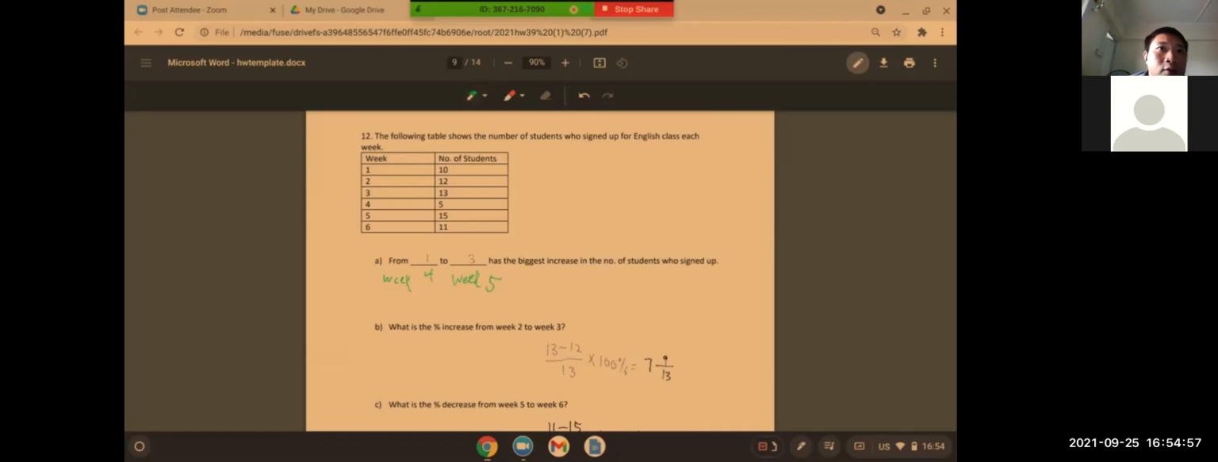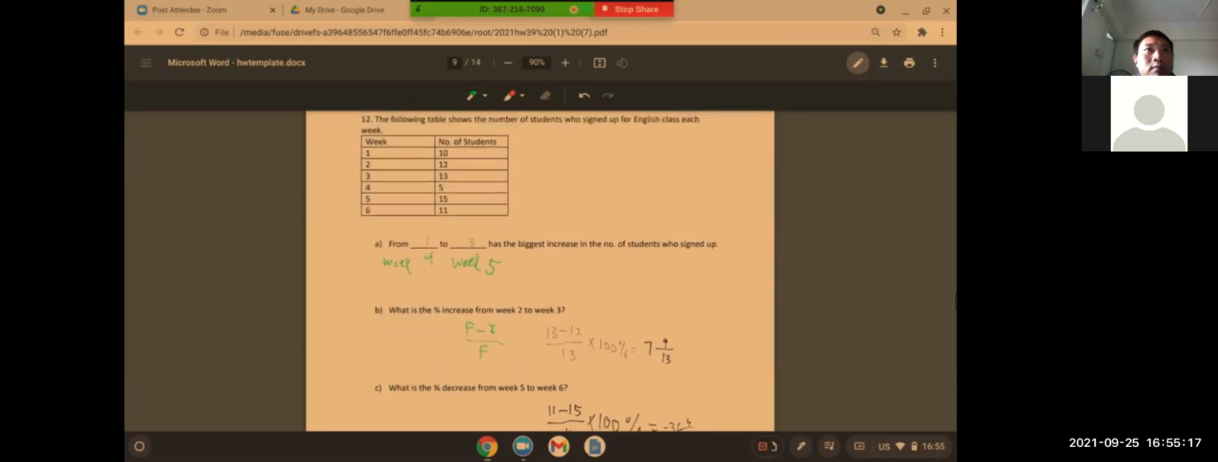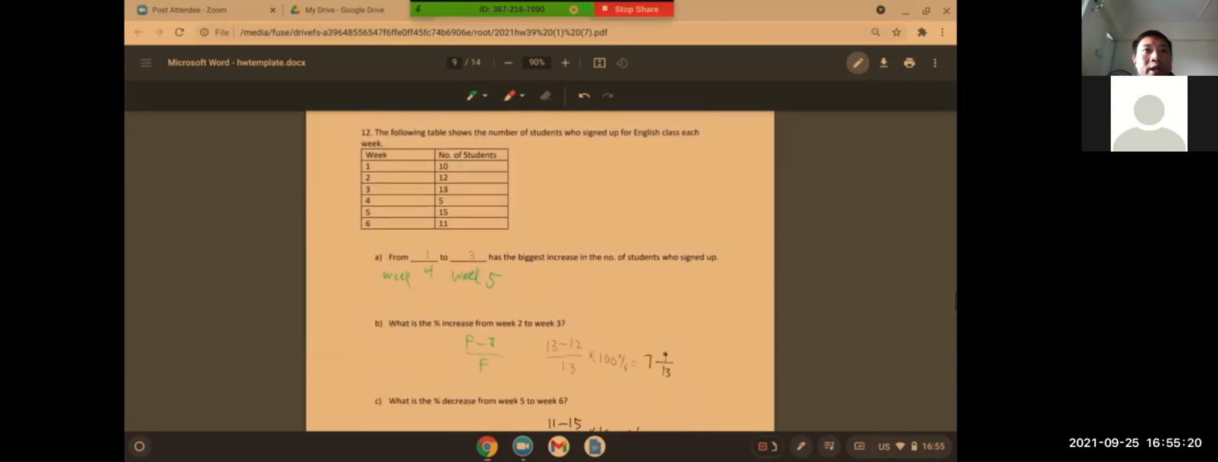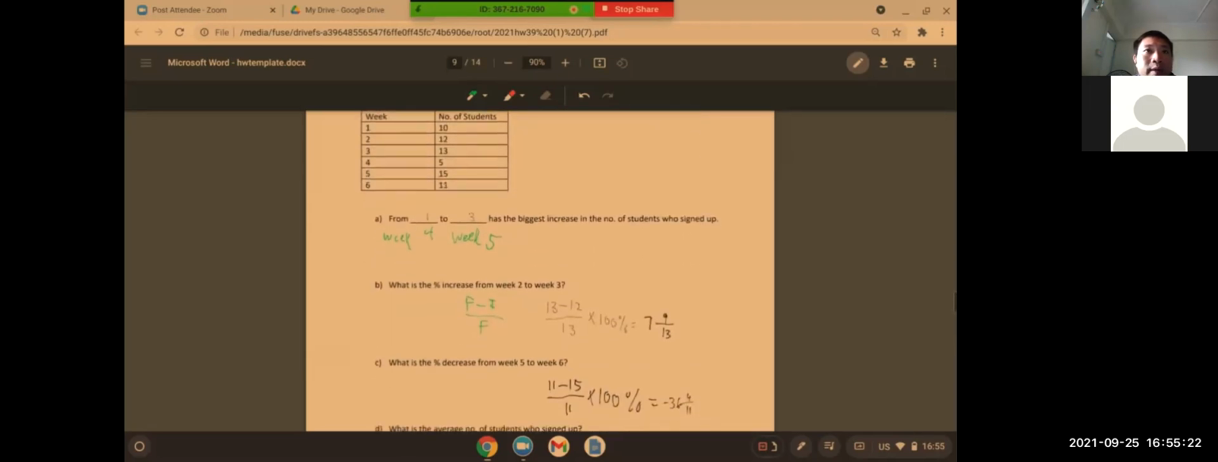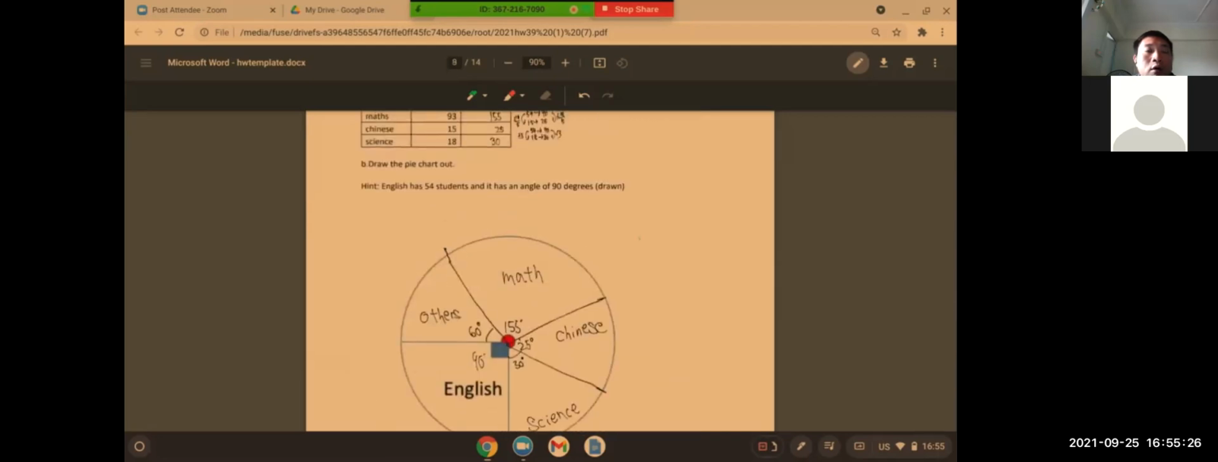Next question. What is the percentage increase from 2 to 3? Okay, so 2 to 3. Take the final minus initial divide by. Wait. You write down the formula first. I want you to write down the formula first before you do anything. Final minus initial divided by final. Okay, very good. Copy 10 times. Find a blank space. You want to refer to your formula before I tell you the formula?